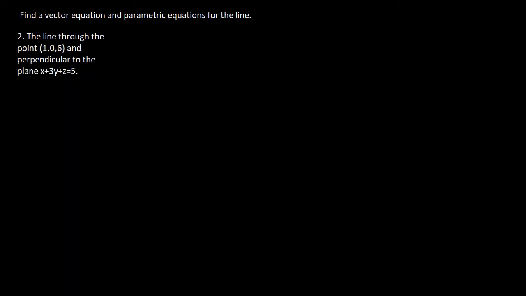So for number 2, we have to find a vector equation and parametric equations for the line that passes through the point (1, 0, 6) and is perpendicular to the plane x plus 3y plus z equals 5. So let's go ahead and start off with r sub naught. So r sub naught is obviously going to be that intersecting point in its component form. So it's going to be 1, 0, 6. And if you want to write that in unit vector form, we can simply write it as r sub naught equals 1 times i, so just i, plus 0j, so that's out, and then plus 6k.